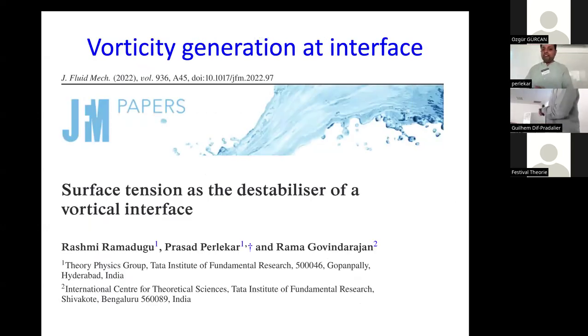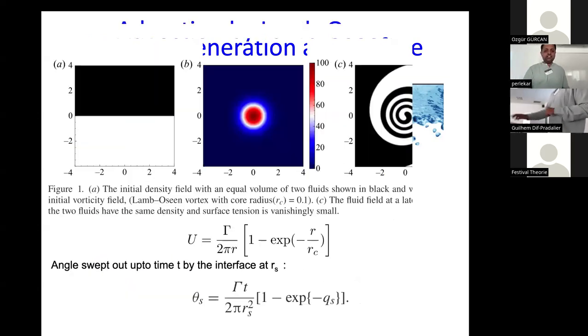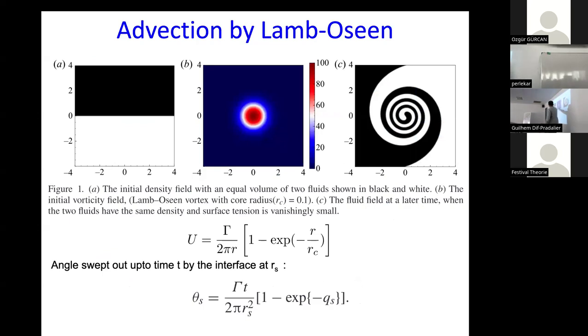Just again for the students, to emphasize that surface tension could be important, here is a simple exercise you could do. Take an interface and assume that there is a vortex, maybe generated by some other bubble, that comes and hits this interface. How would this interface evolve? You can actually solve this by considering this as a Lamb-Oseen vortex. You would see that over time the interface makes this kind of structure, which is called a spiral.